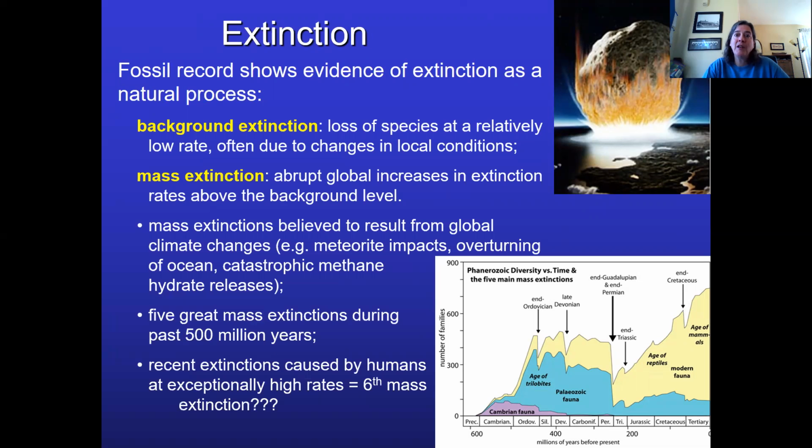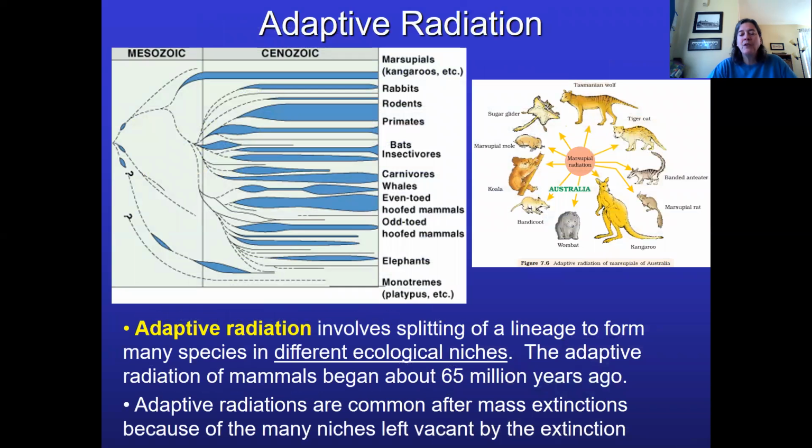And then a lot of people are arguing that we are in one right now, and they're calling it the Anthropocene, a period where humans are causing a mass extinction on the planet. That's kind of up for debate. It's a philosophical question. We'll be looking more at that with our Chapter 9 lecture and study.